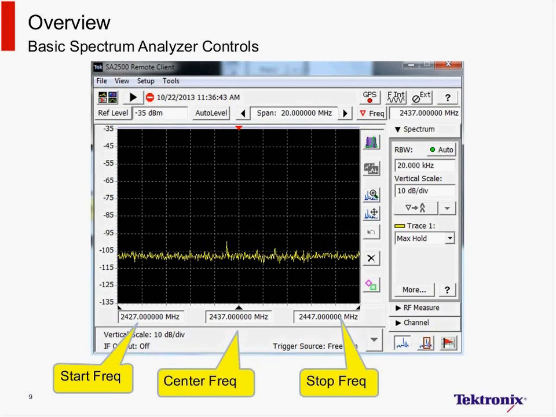When we start looking at basic spectrum analyzer controls, frequency, span, and amplitude are the three primary controls that most people manipulate. In this slide here, we can see the start frequency, center frequency, and stop frequency controls of this specific spectrum analyzer.